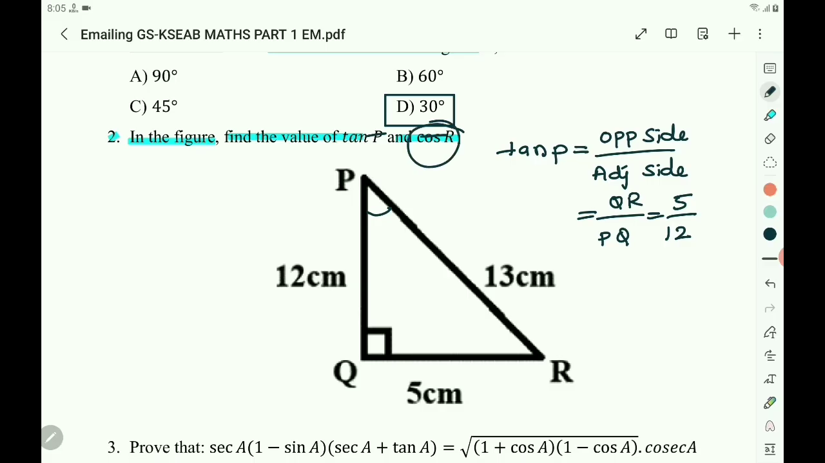Then you take cos R. Cos R is equal to, here the given angle is R. We have to find out cos R. Here you observe the angle R and cos is adjacent side by hypotenuse. Cos is adjacent side by hypotenuse. The side adjacent to the angle R, adjacent side by hypotenuse.